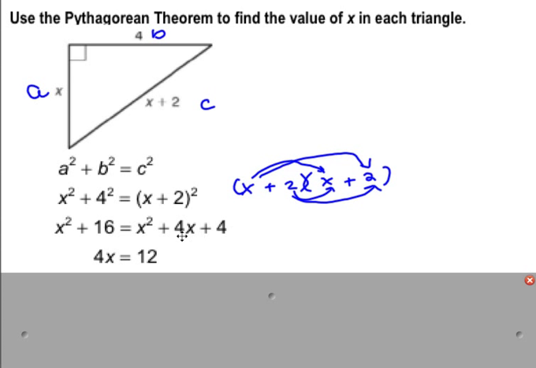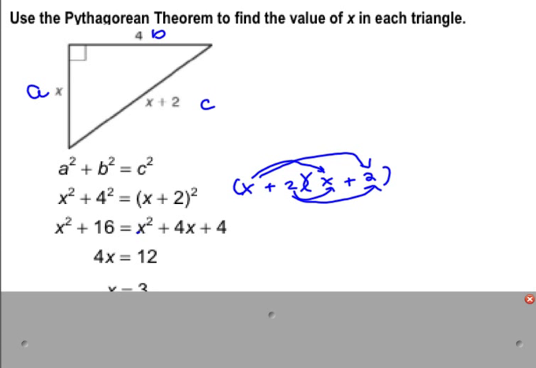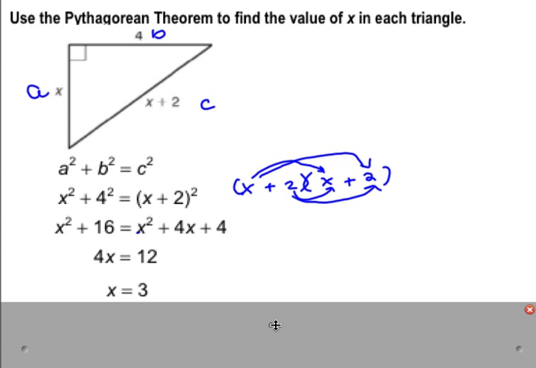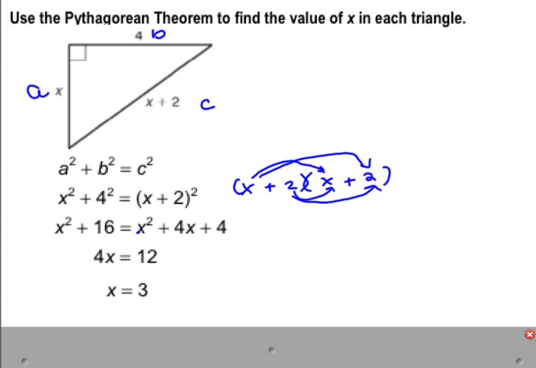Now we're going to combine our like terms, and what we see is when we subtract x squared from x squared, they cancel each other out. We can get 4x on one side, and 16 minus 4 gives us 12. So all we've done is simplify and combine our like terms. Solve for x: divide both sides by 4, and we get x equals 3. So this would be 3, 4 that we know, and then 3 plus 2 would give us 5. So it's a 3, 4, 5 in terms of the sides.